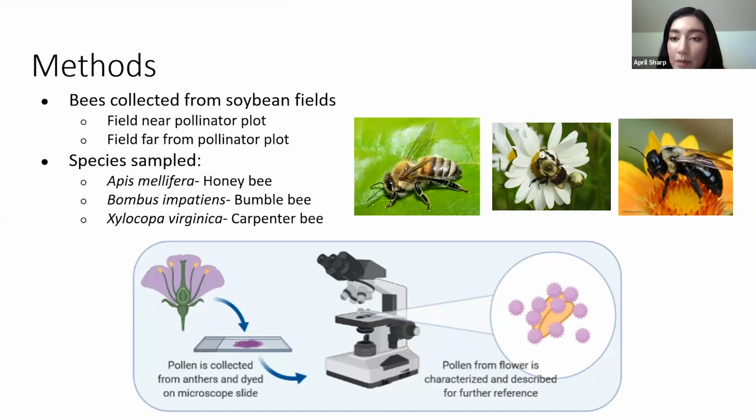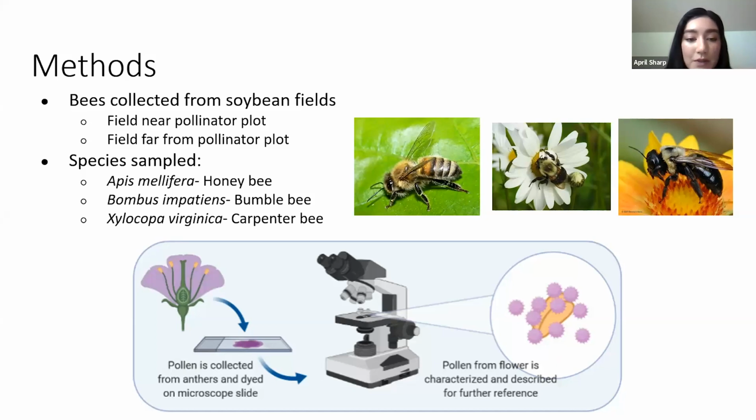The species that I sampled in this study were Apis mellifera, the honeybee, shown in the picture to the left, as well as Bombus impatiens, a common species of bumblebee, in the middle, and Xylocopa virginica, a common species of carpenter bee, on the right. I chose these 3 species because of their abundance throughout North Carolina, and they were some of the major species collected in each of the 3 sites that I looked at. They're pretty representative of some of the bee species found in North Carolina.